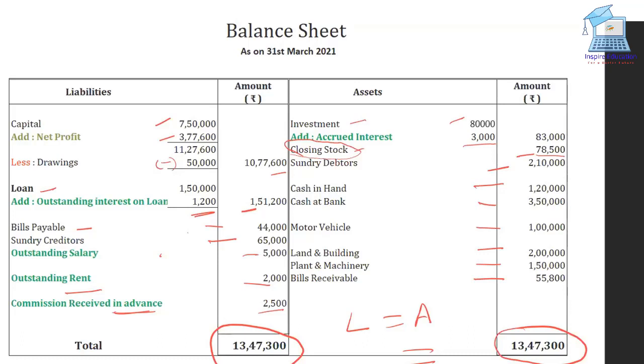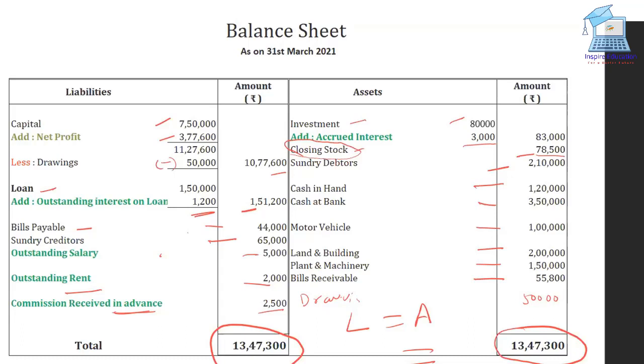Instead of deducting this one, if we post it in the debit side also, the result will be same. We have deducted this amount, no? If we do not deduct this amount, then our total will come at 13,97,300. And if we add this amount, drawings, in the asset side, that will be same. So drawings actually is part of capital.